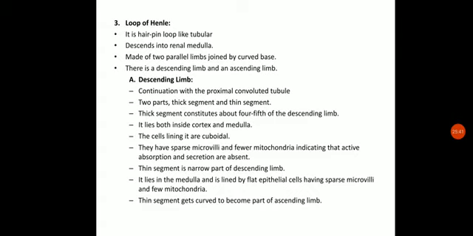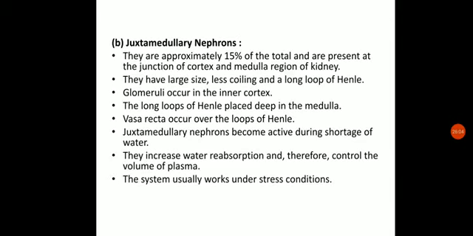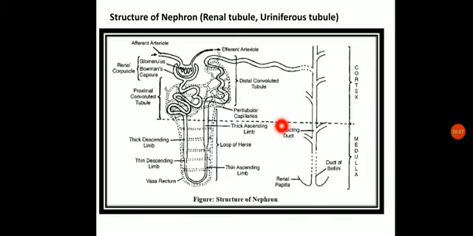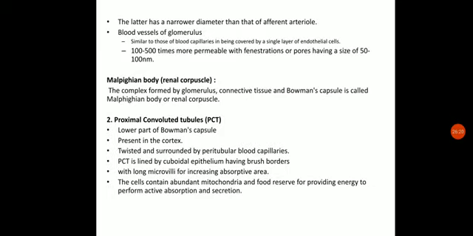We are not able to exclusively differentiate where the descending limb actually starts, but when the twisting and coiling is absent, we can say the straight structure is called the descending limb. It again has two parts, the thick segment and the thin segment. Here we can see this is a descending tubule. It has two parts: one is the thicker segment, and the second is the thinner segment.